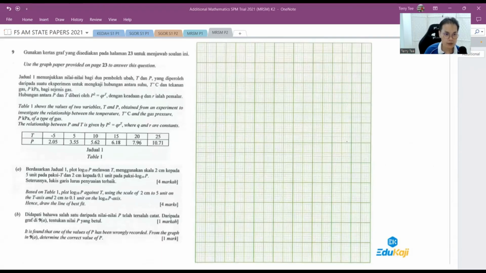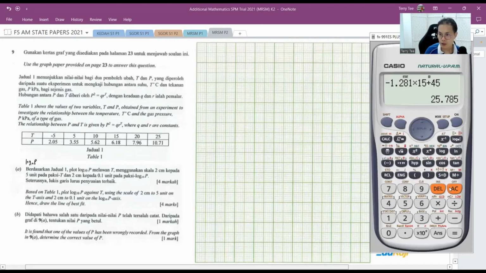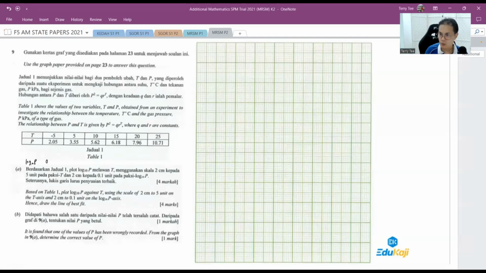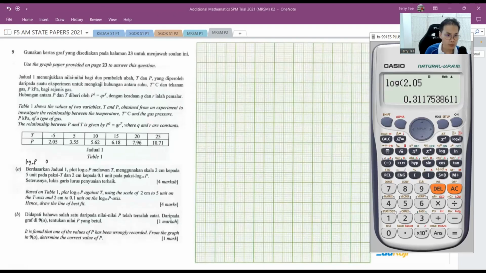Okay, so first, based on the table, plot log 10 P against T. So I would have to recalculate your log 10 P. Let me do it here. Your T doesn't change, so I don't have to redraw the table values for log 10 P for T. So, okay, let's start. We start off by taking logarithm of this value, 2.05. So the first answer is 0.31. 0.31 will do.